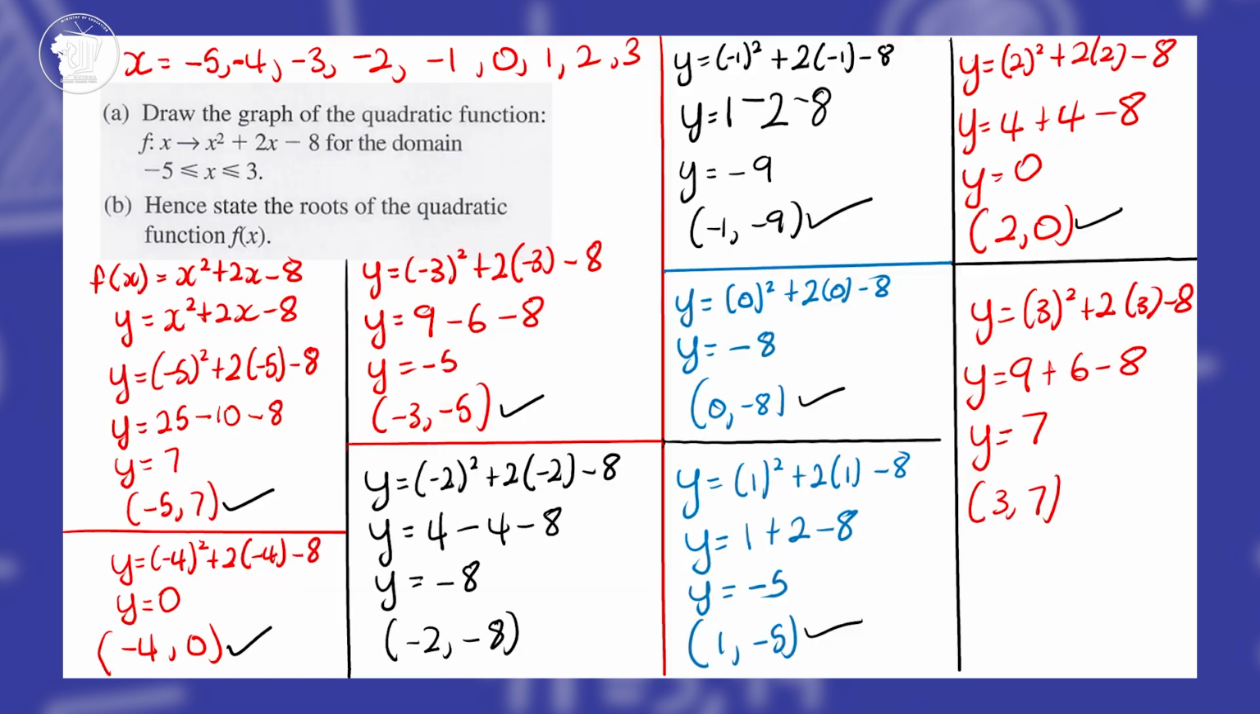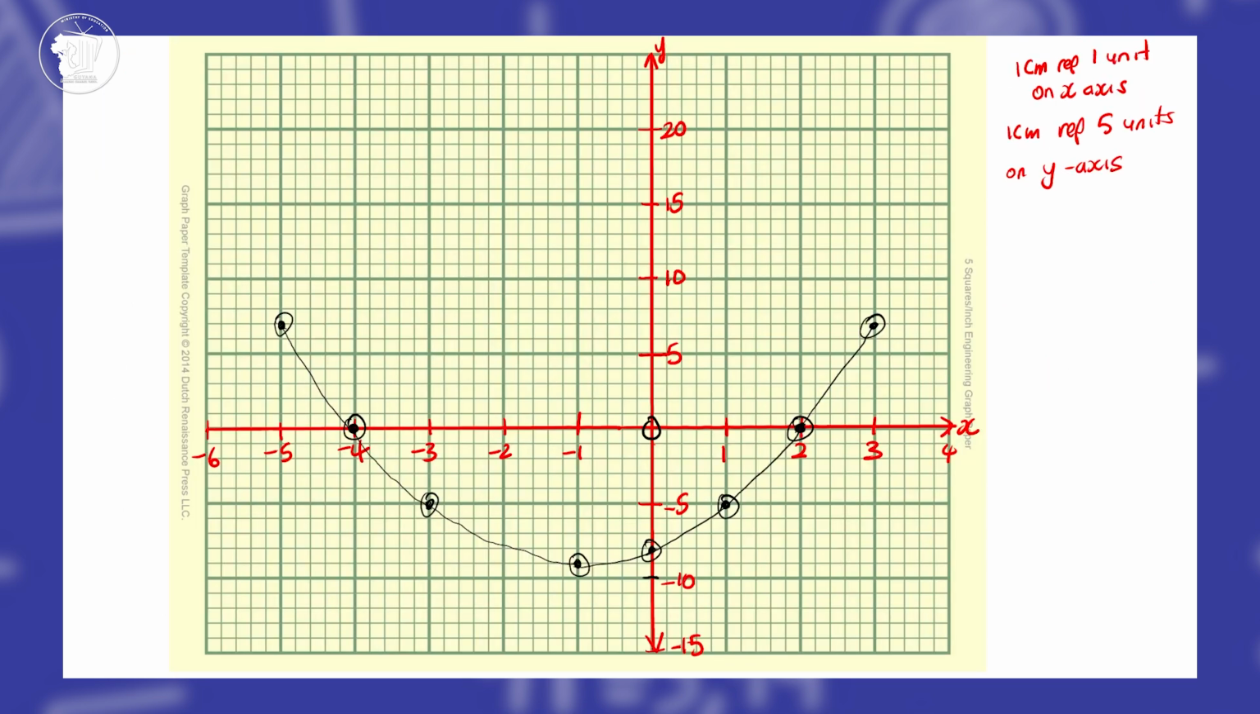So they also ask us to state the roots of the quadratic function. From looking at this, we already saw that the roots would be where we found y to be equal to 0. So we saw y was equal to 0 at -4 and 2. We can also see from the curve that the roots would be the points at which the line crosses the x-axis. So it should be right here and right here. So the roots of this quadratic function would be -4 and 2. And that is how we can get the roots.